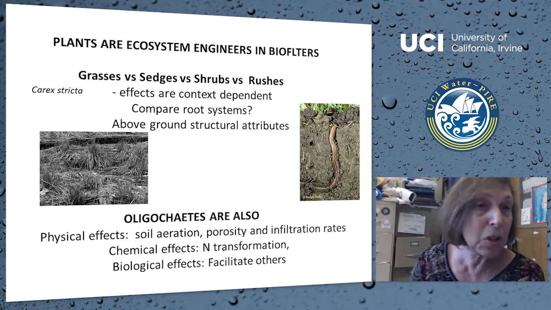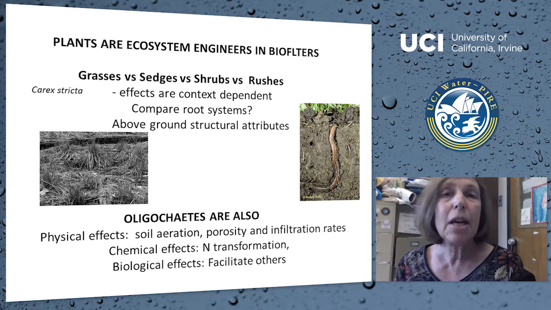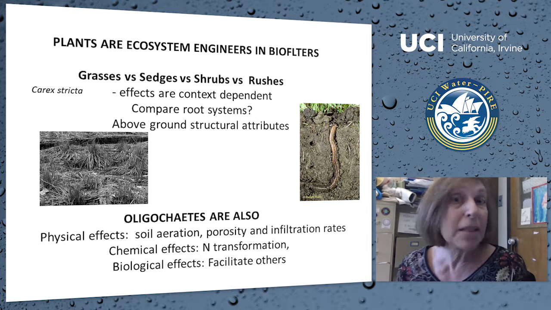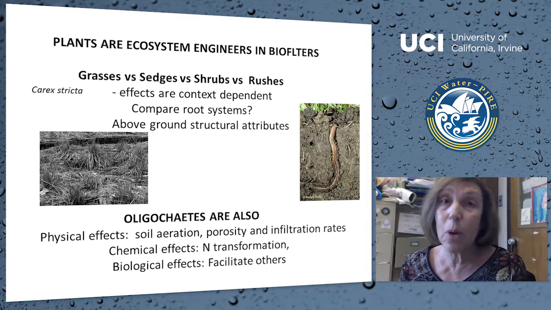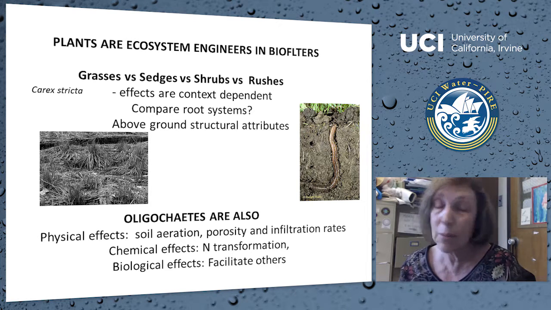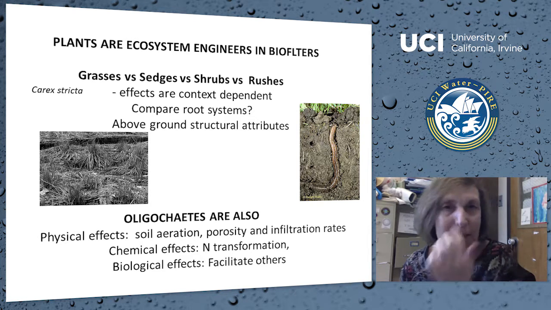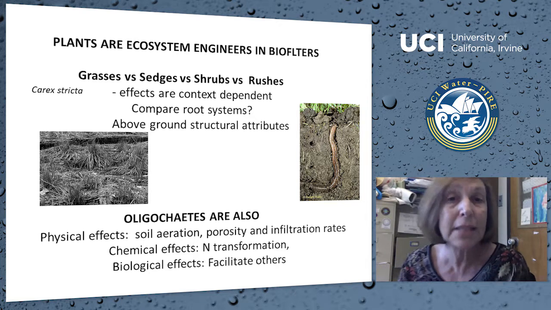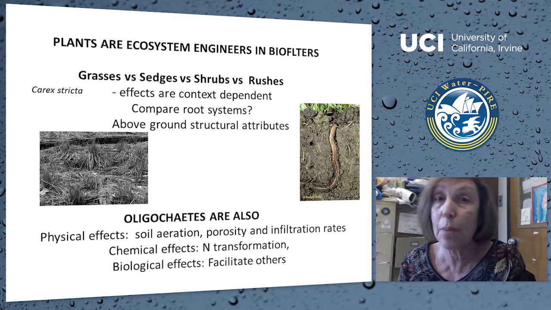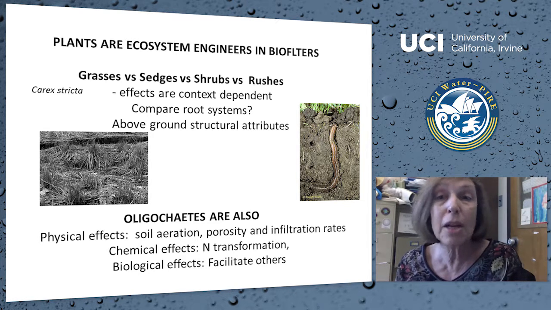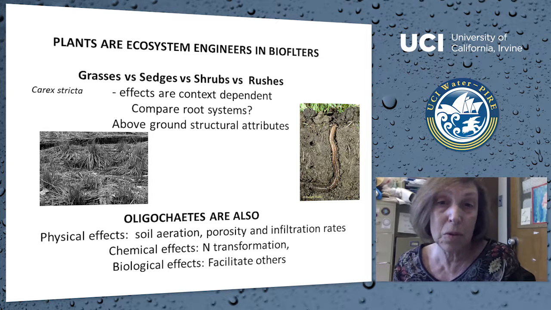But in biofilters, if you go to slide 13, we see that plants are, in fact, probably one of the most important ecosystem engineers. And we are really in the process of trying, I would say, the grand we, scientists are trying to understand how grasses versus sedges versus shrubs versus rushes might affect the function of biofilters.